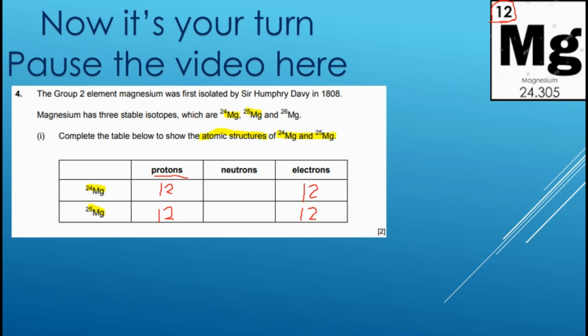Now, as we talked about before, to find the neutrons, you must subtract the proton number from the mass number. So now we go 24 minus 12, which equals 12. And therefore our neutron number here is 12. However, for magnesium 25, we minus 12 again to get 13.